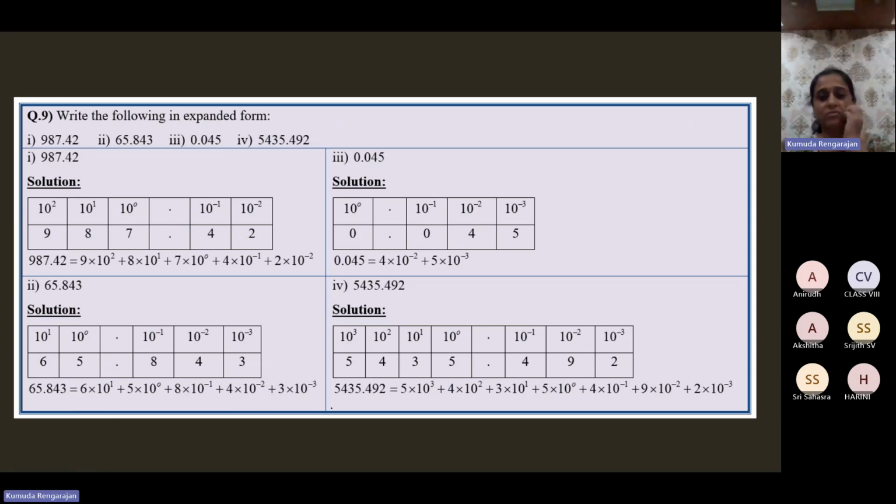That's what it is everywhere. And you don't have to show 0 into 10 to the power minus 1. When the digit is 0, 0 into 10 to the power minus 1, you may write or you can ignore. If you write, fine. If you don't show that also, it's good. It's okay. When the digit is 0, you can even ignore it.